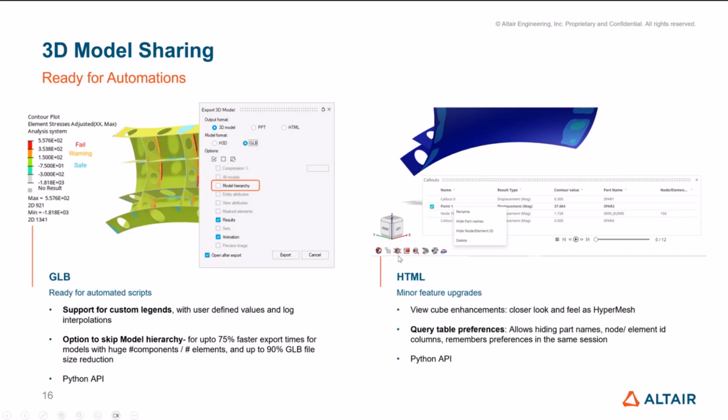This time we decided to make the look and feel of the player inside HTML closer to HyperMesh or HyperView. So the ViewCube will interact with you in a very similar fashion. The query table preferences will behave as if they are the same query table inside HyperView now. So there will be a context menu, you can hide and show some columns there, and as long as you are in the same HTML session, it will try to store them.